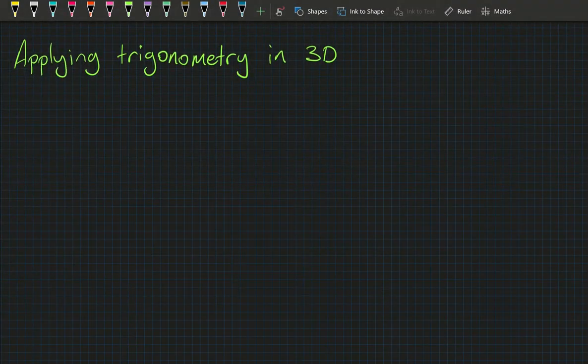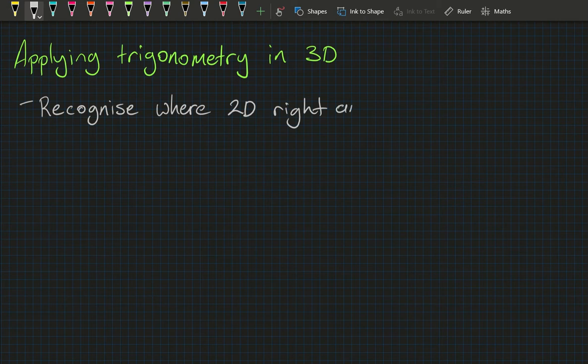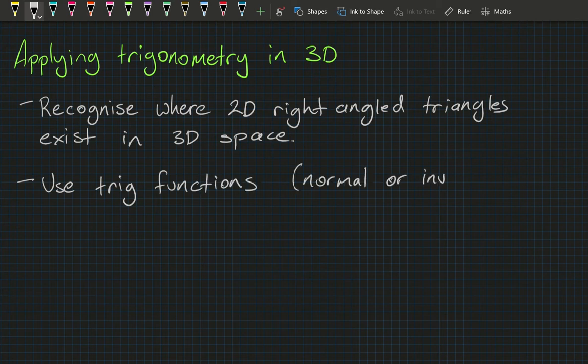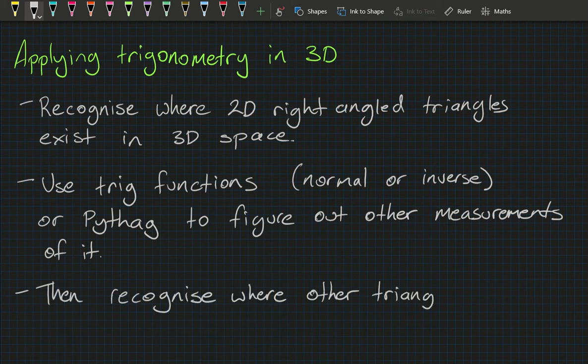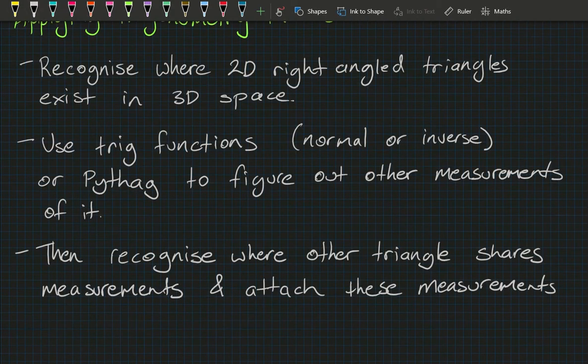Okay, let's reiterate the important steps for applying trigonometry in 3D. First, you need to recognize where the 2D right angle triangles are in the 3D space. Then you can use trig functions, normal or inverse, or Pythagoras to figure out other measurements of this triangle. And then you can recognize where the other right angle triangle shares measurements and attach those measurements to figuring out other parts of that one.